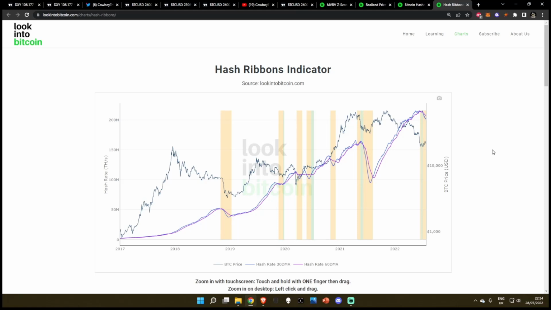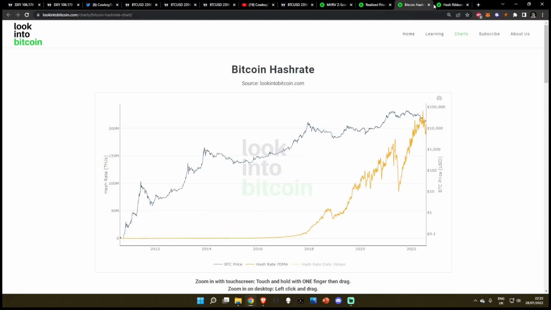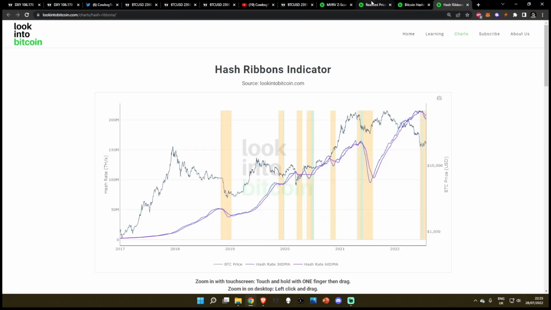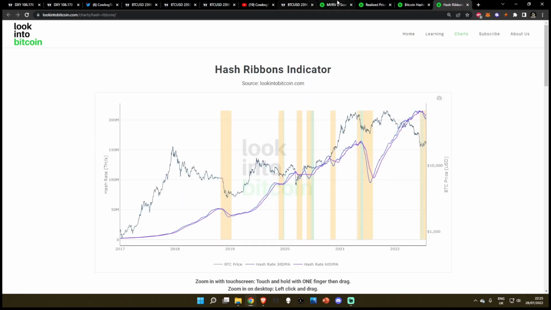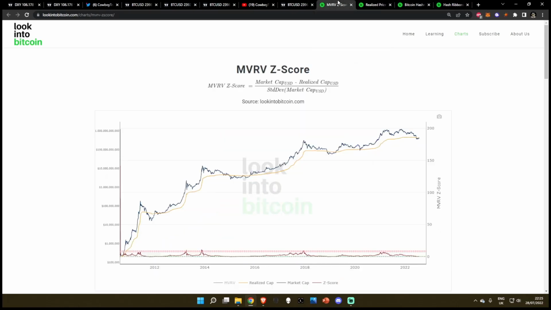I'm not saying there's a 100% chance that all of these are going to flip bullish very soon. I don't have a crystal ball. I don't know whether they're going to flip bullish or not. But what I can tell you is by looking at previous trends on things like the hash rate, hash ribbon indicator, the realized price, and specifically the MVRV Z-score and the hash ribbons indicator, looking at these on-chain metrics, these are both undeniable proof when they do flip bullish that the bottom is probably in.